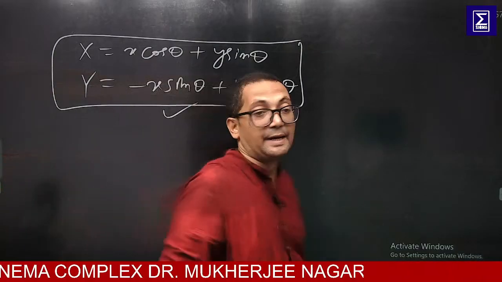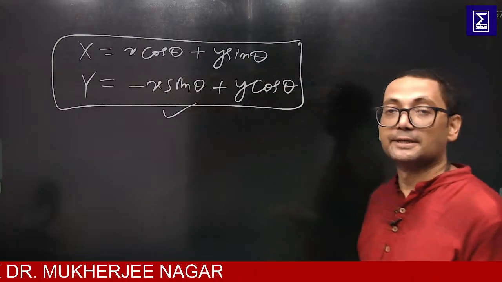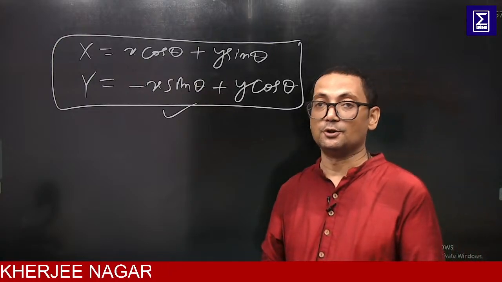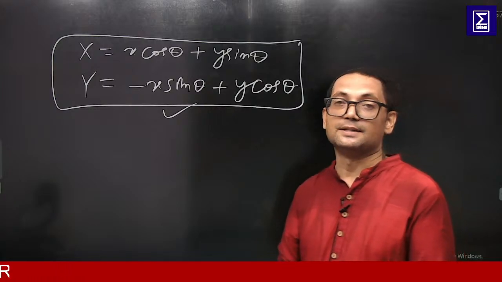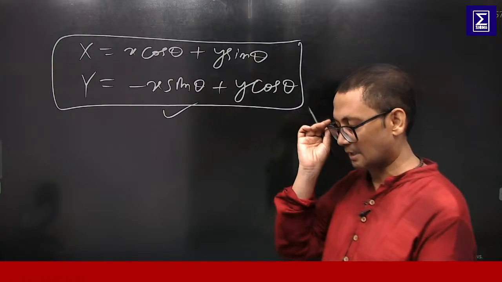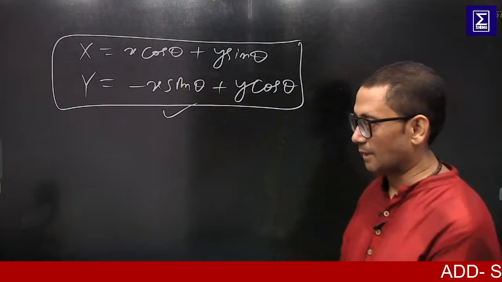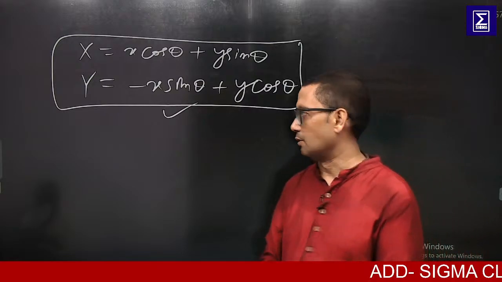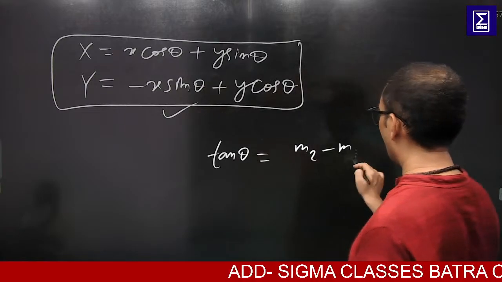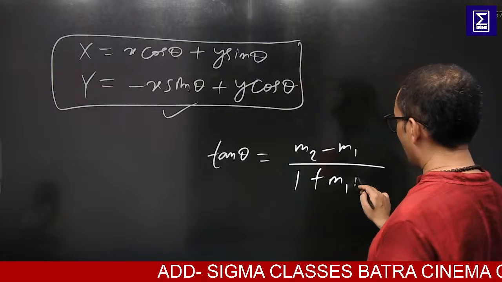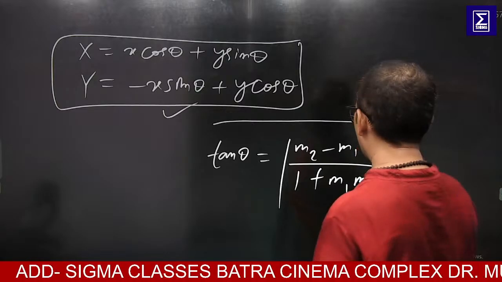Okay, now moving to the next, we have already discussed the slope of a straight line and also the angle between two straight lines using the slope. So if the two straight lines are given and the slopes of the two lines are also given, then of course we can get the angle between them by using the formula tan theta is equal to mod of m2 minus m1 upon 1 plus m1 m2. So basically I have already proved this.